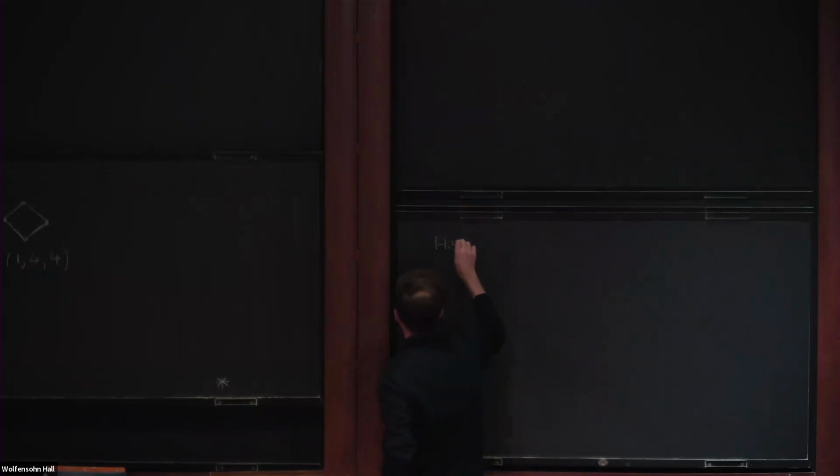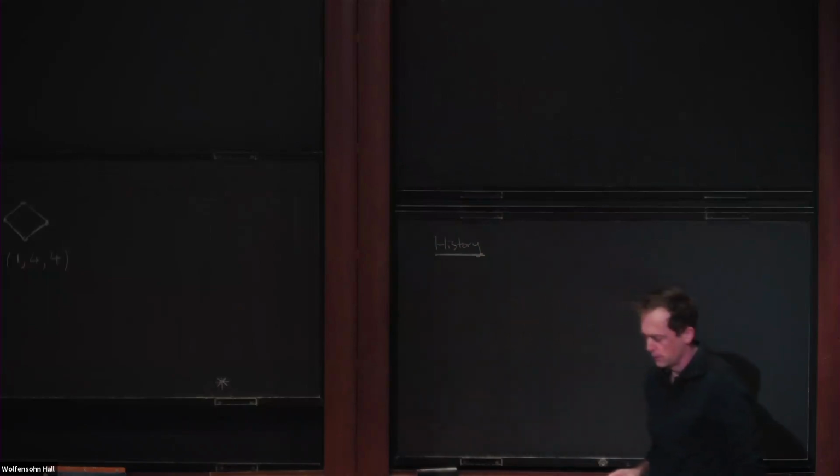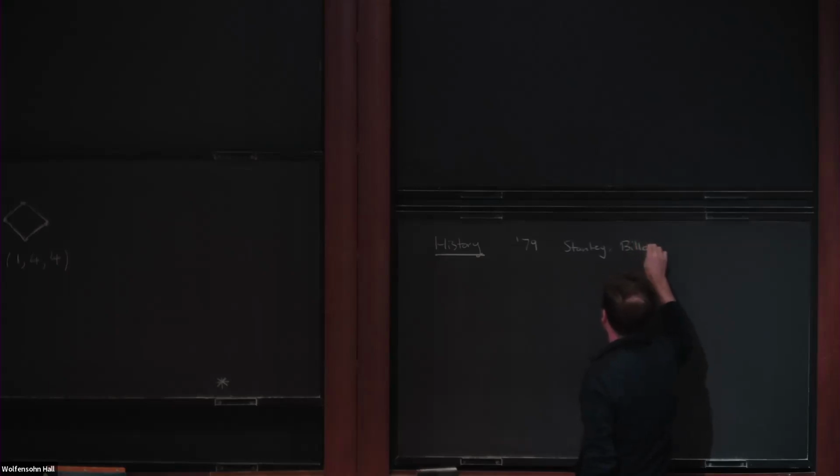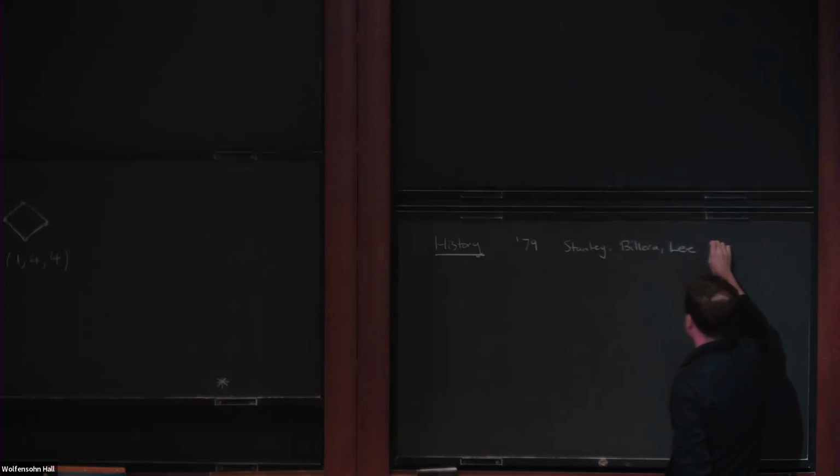I want to tell you a little bit about the history. So the first really big result in this direction was in 1979 by Stanley, Billera, and Lee. So they showed that this conjecture is true in a special case called the polytopic case.